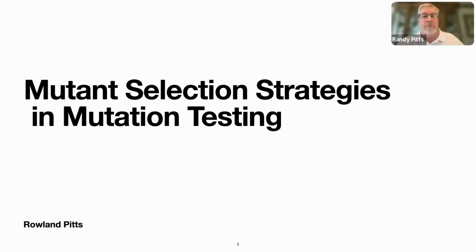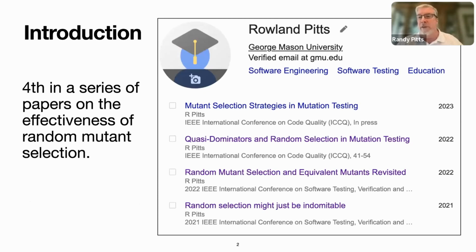So my paper is Mutation Selection Strategies and Mutation Testing. It's actually the fourth in the series of related papers on the effectiveness of random selection in mutation testing. The third was presented here last year, so it's good to be back.